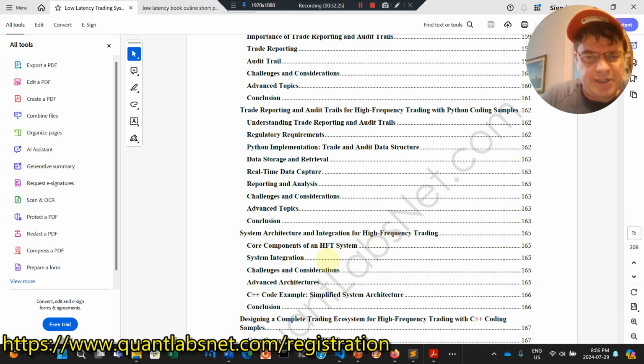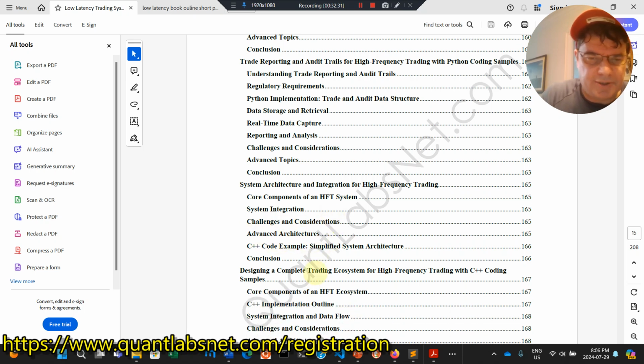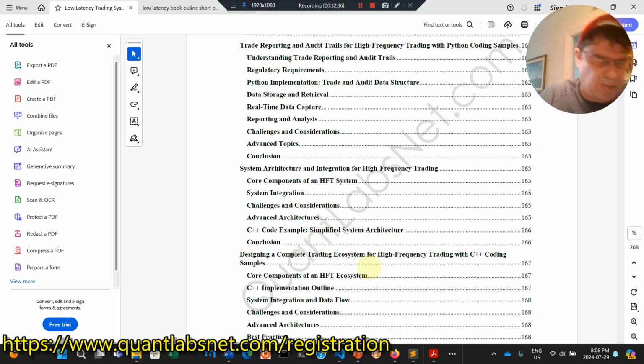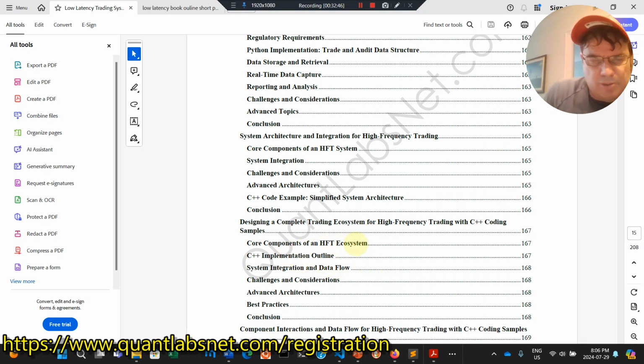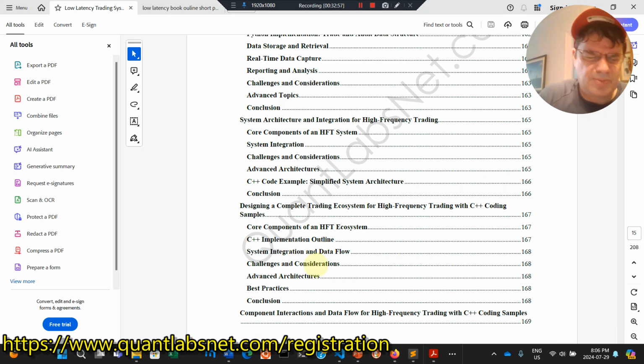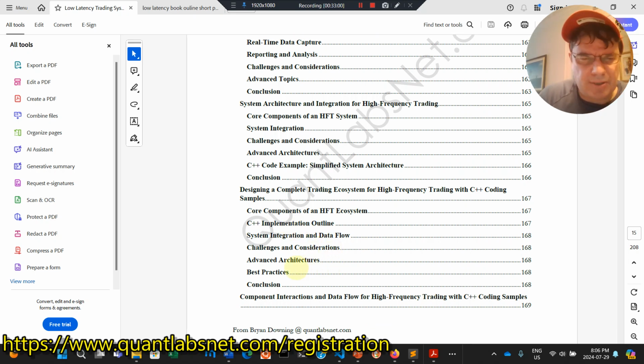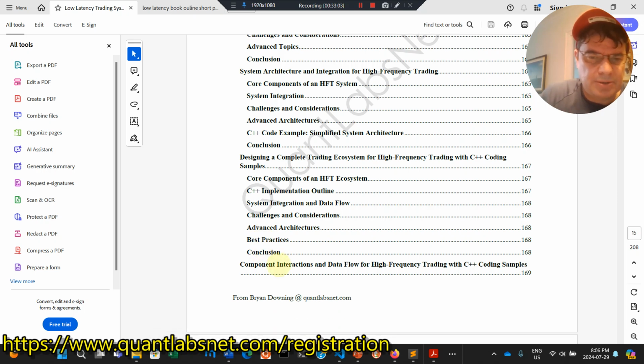System architecture, integration for HFT, core components, system integration, challenges, consideration, advanced architecture, and how to, quote unquote, simplify it. That's probably the key, even though it is complicated looking. Designing a complete trading ecosystem in an HFT system with C++ coding examples. Components of an HFT system, ecosystem, because it's what it is. It's not one system. It's an ecosystem of systems. C++ implementation outline, system integration and data flow, challenges and consideration, advanced architecture, conclusion.